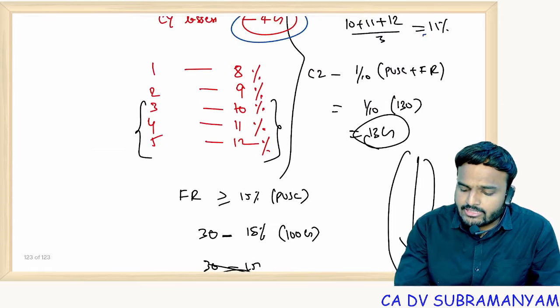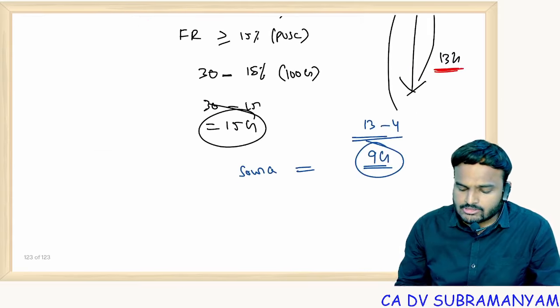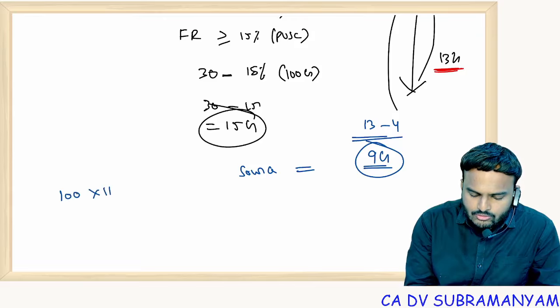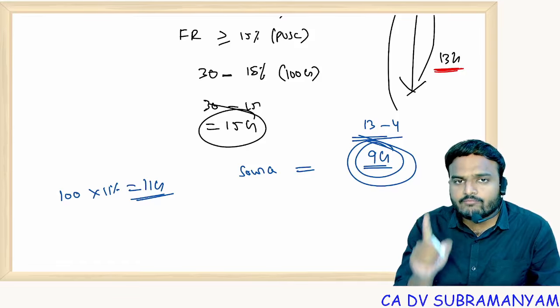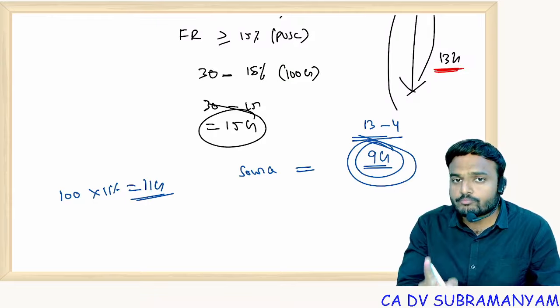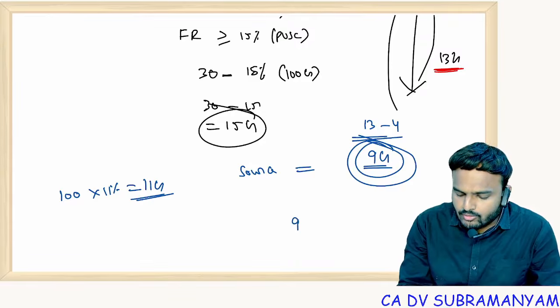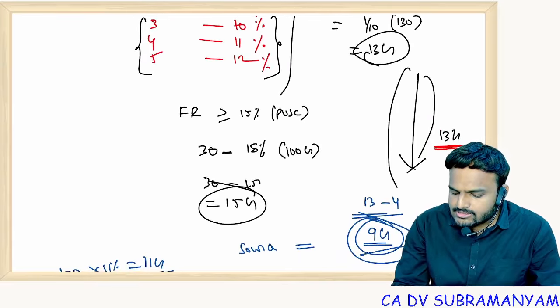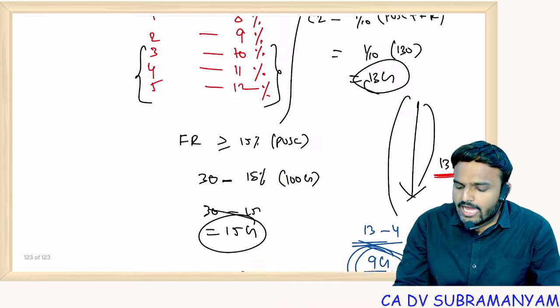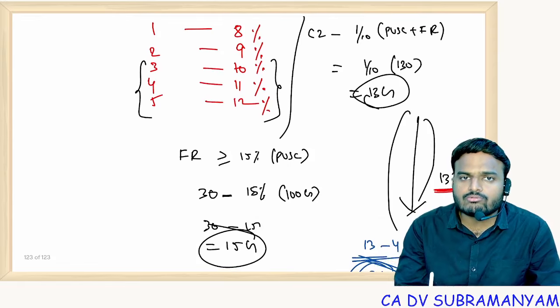Whereas average rate of dividend is 11%. So 11% means 100 crores into 11%, that is 11 crores. But source is not permitting you to pay dividend of 11%. Source permits you to pay only 9 crores. So 9 crores divided by 100 means 9%. That means the source limit or average rate of dividend, whichever is lower, you have to consider.